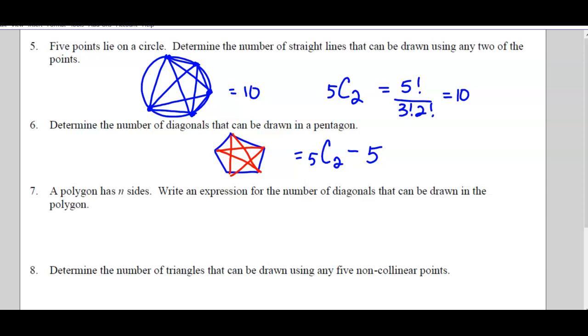Then for a polygon with n sides, well, n would be equivalent where 5 is, so n choose 2, and then you subtract n sides. Okay, so we don't give you those formulas. We ask you for the number of diagonals. You have to think about what it is. Okay, we're not giving you that.